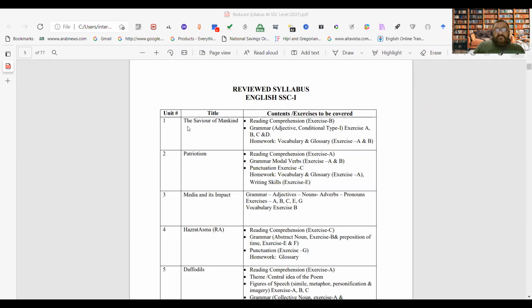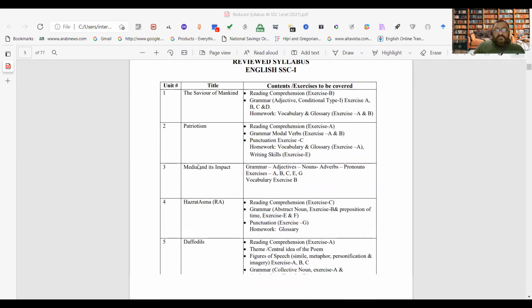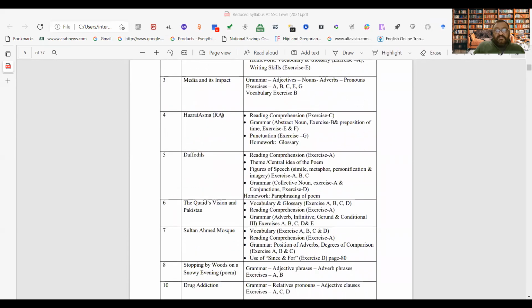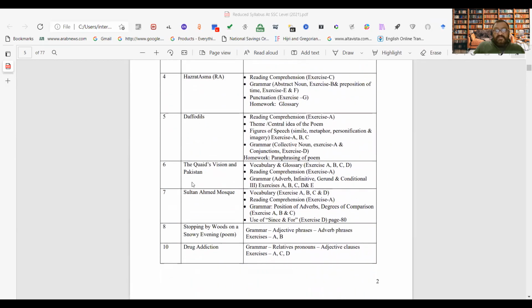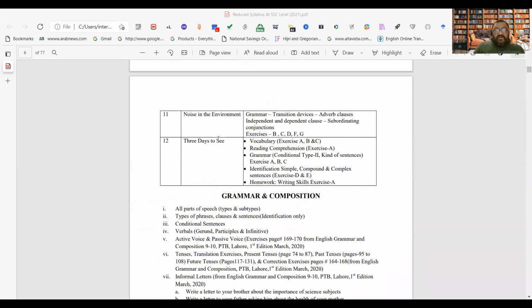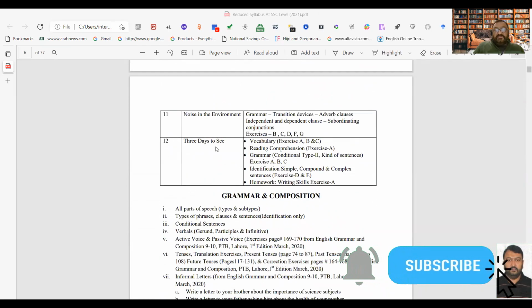The first lesson in the grade 9 English syllabus is The Savior of Mankind. The second lesson is Patriotism. The third lesson is Media and Its Impact. The fourth lesson is Hazrat Asma, radiallahu ta'ala anhu. The fifth lesson is Daffodils. The sixth lesson is The Quaid's Vision and Pakistan. The seventh lesson is Sultan Ahmad Mosque. The eighth lesson is Stopping by Woods on a Snowy Evening, a poem. And the tenth is Drug Addiction. The eleventh, Noise in the Environment. The twelfth, Three Days to See.